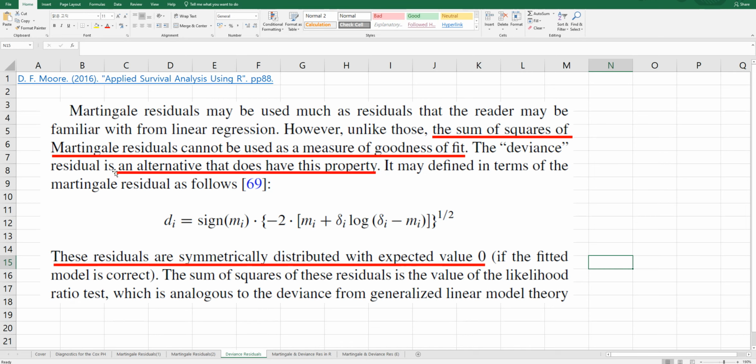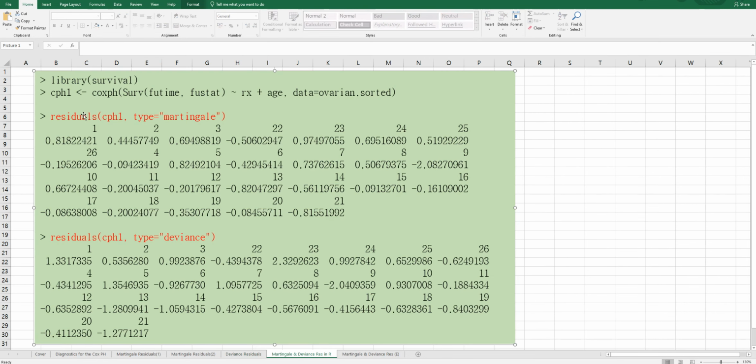The Deviance residual is an alternative that does have this property, a measure of goodness of fit. This is the Deviance formula, and these residuals are symmetrically distributed with expected value 0. In R, once you have a Cox proportional hazard model, you can use the residuals function and specify type as Martingale or Deviance. Then you can get these Martingale or Deviance residuals.